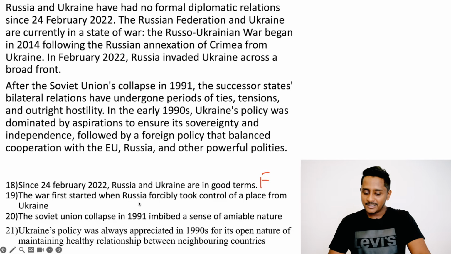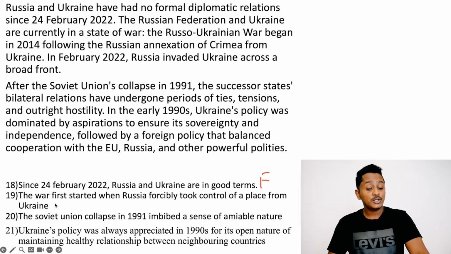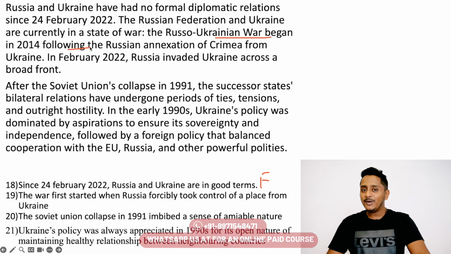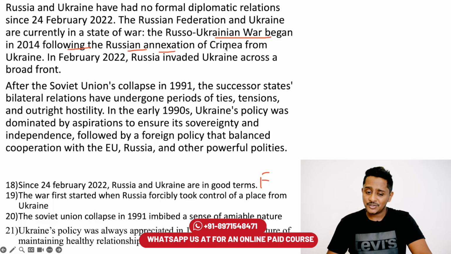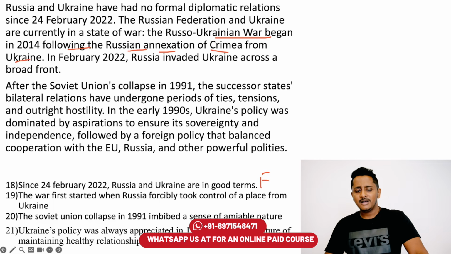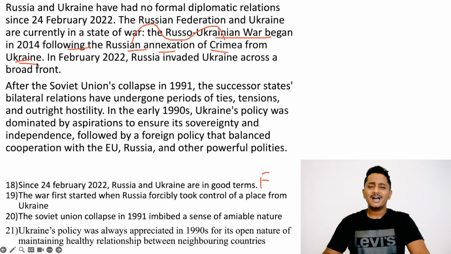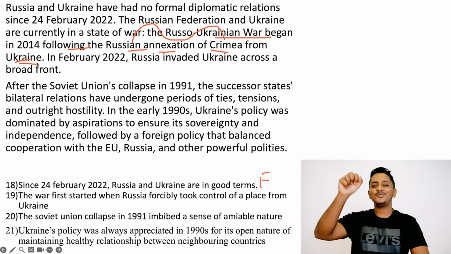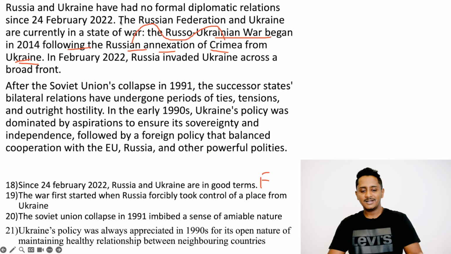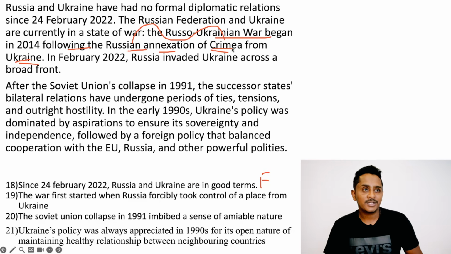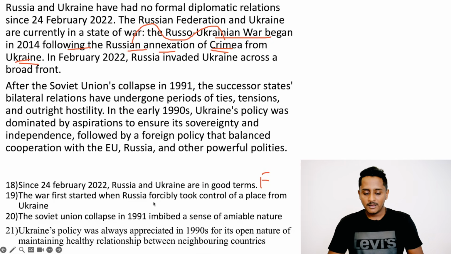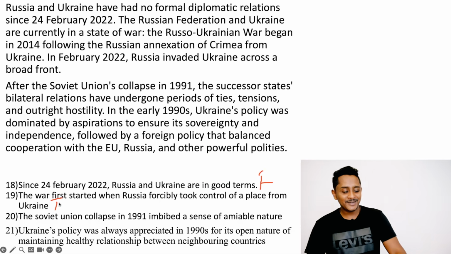The war first started when Russia forcibly took control of a place from Ukraine. The Russo-Ukrainian war began following Russia's annexation of Crimea from Ukraine. Annexation is forcefully taking, going and occupying. This place is mine. Russia did it on a place called Crimea, which is in Ukraine. They tried to take that place from Ukraine. Forcibly took control of a place from Ukraine. Exactly matching. So this is going to be true. Hope you are getting it.